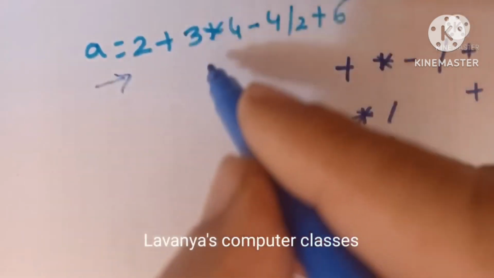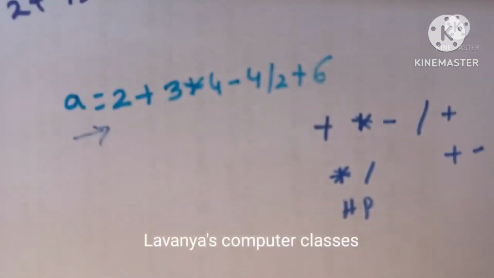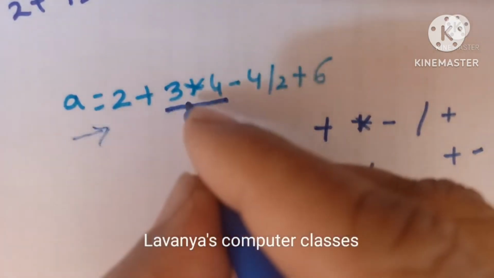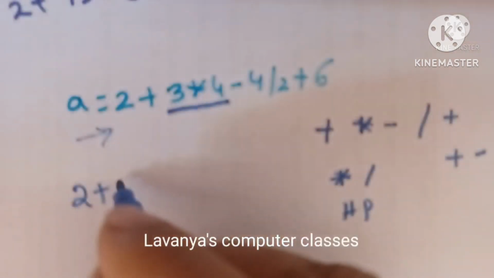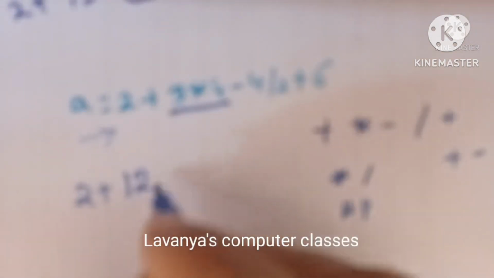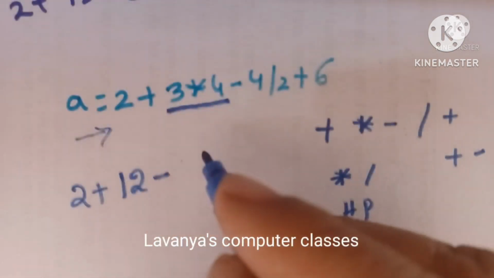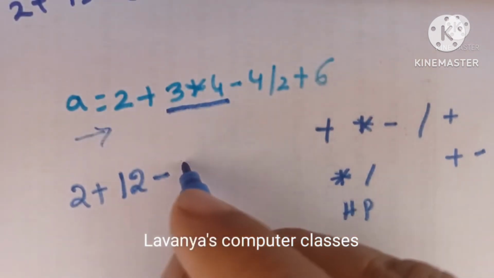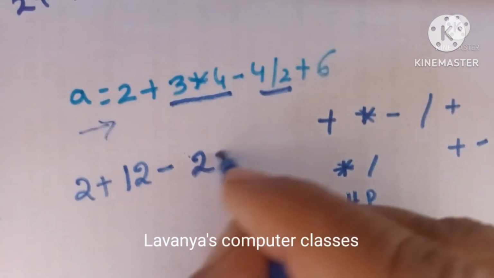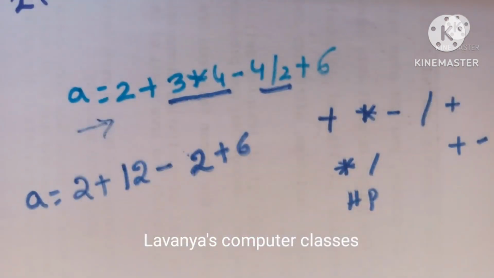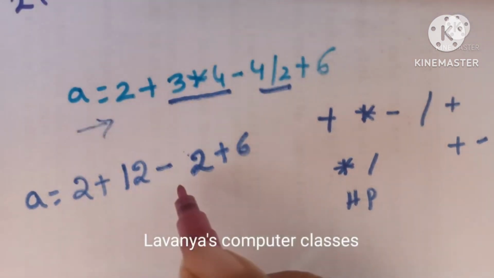Whenever we have this type of complex expression, start evaluation from left to right. First, 2 plus 3, plus is low priority, so check whether any high priority operators are there. Moving on, we get the operator into. Compared to plus, multiplication is the high priority, so it is executed first. 3 into 4 is 12. Then minus and 4 by 2: division is the high priority, so do it. 4 by 2 is 2. So the expression becomes 2 plus 12 minus 2 plus 6.